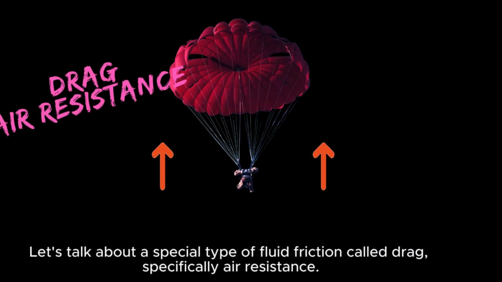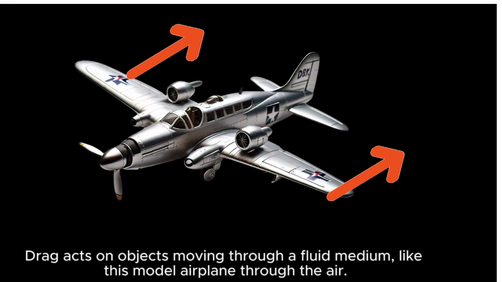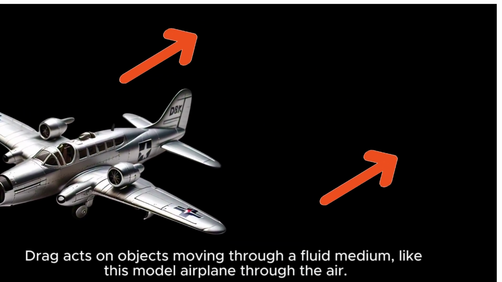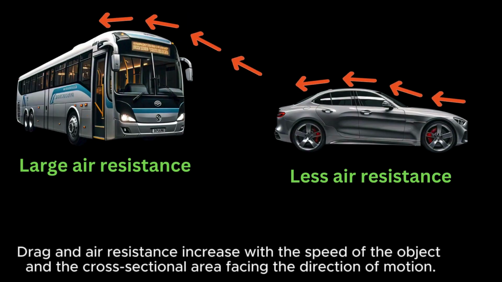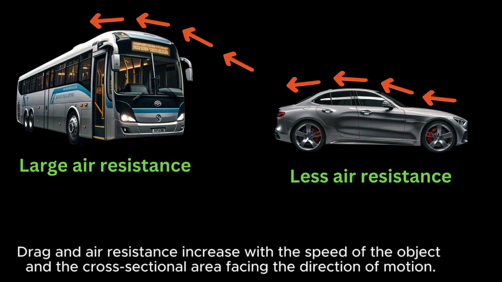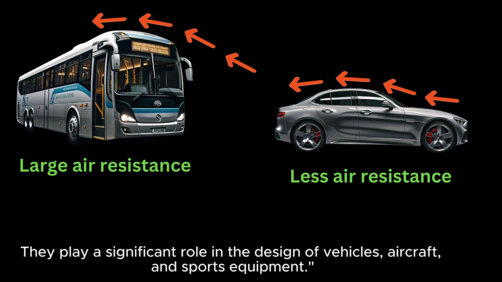Let's talk about a special type of fluid friction called drag, specifically air resistance. Drag acts on objects moving through a fluid medium, like this model airplane through the air. Drag and air resistance increase with the speed of the object and the cross-sectional area facing the direction of motion. They play a significant role in the design of vehicles, aircraft, and sports equipment.